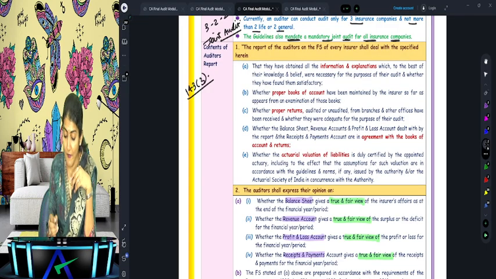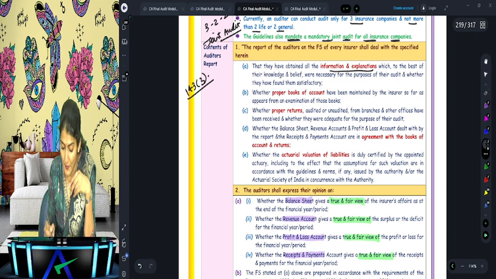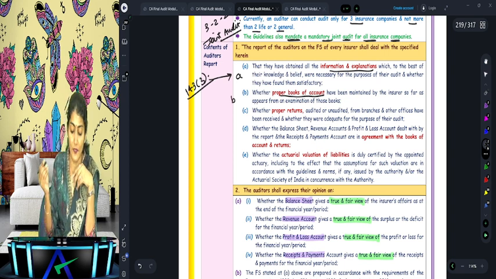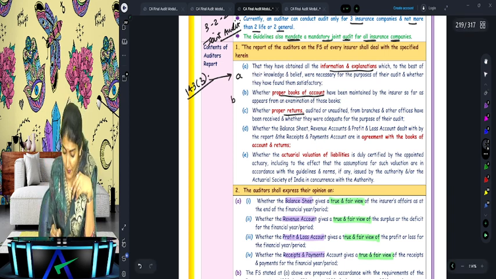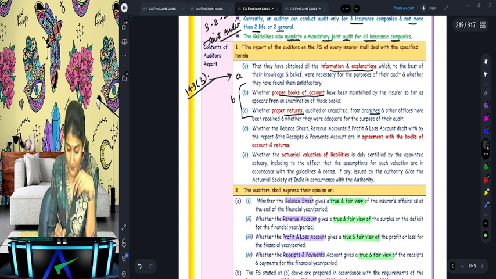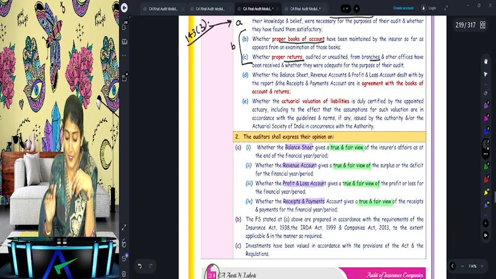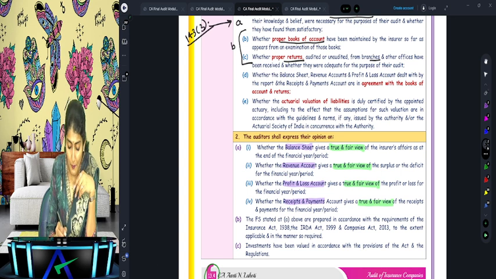So 143(3), duty as to reporting. What does it say? Whether he has obtained all the information and explanation. So this is 143(3)(a). Then whether proper books of account as required by law. So that is 143(3)(b). Then proper returns for the branches not audited by us. So that also comes under 143(3)(b). Then whether the balance sheet and profit and loss account are in agreement with the books of account?